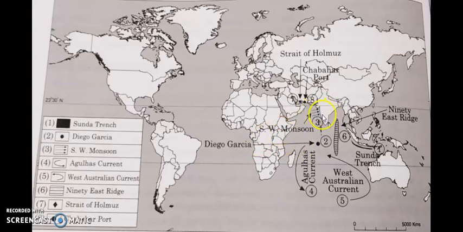Then we have the Agulhas current, that is the 4th number. These are the Agulhas currents which are shown here with an arrow. Then we have the West Australian current. You can see it is towards the west of Australia with a curved arrow here at the 5th position. Then we have the 90 East Ridge. The 90 East Ridge will come here at the 6th number. You can see the arrow here.